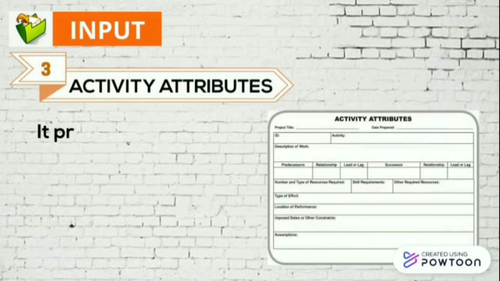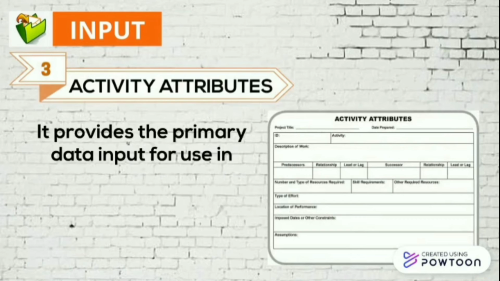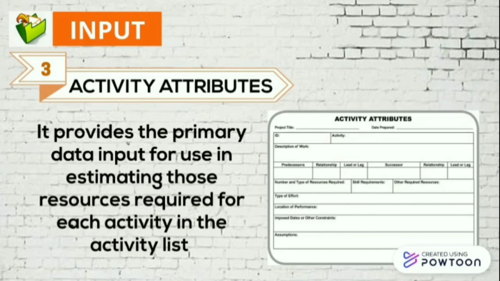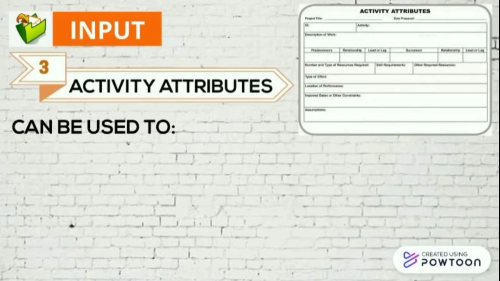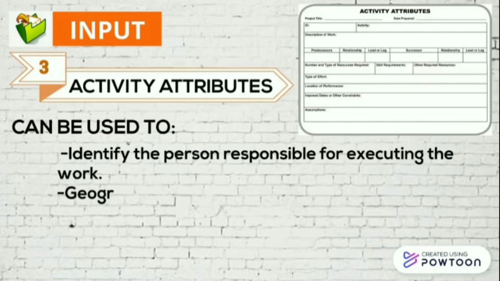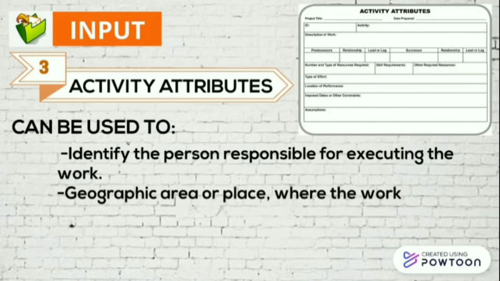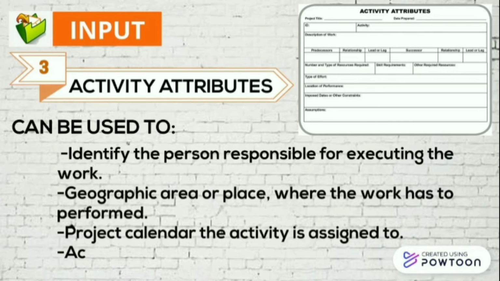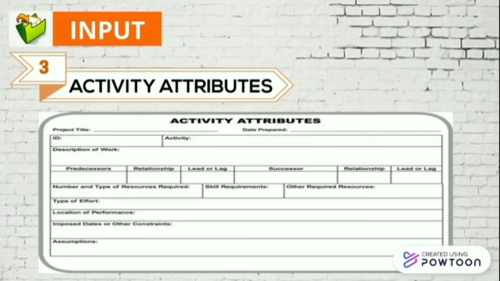Activity attributes. They provide the primary data input for use in estimating those resources required for each activity in the activity list. Activity attributes can be used to identify the person responsible for executing the work, the geographic area or place where the work has to be performed, the project calendar the activity is assigned to, and the activity type of effort involved. The activity attributes are additional information about the activity, so whenever you use an activity, you would also need the activity attributes to understand more about the activity.